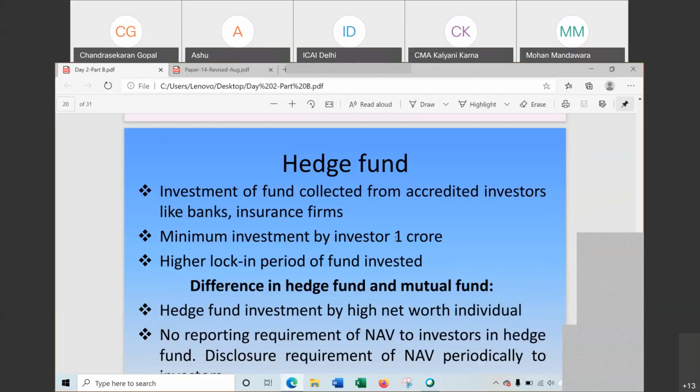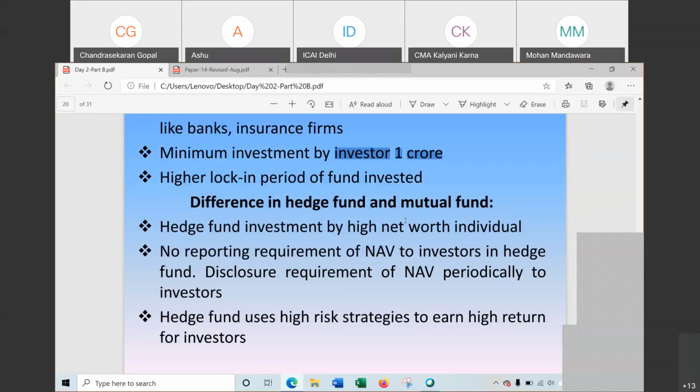Now the lock-in period is also high. That is, the amount cannot be withdrawn before this maturity period. So hedge fund is generally for accredited investors, with a minimum investment of 1 crore, and the rest of the things will be the same as a mutual fund. Funds are collected from accredited investors like banks and insurance firms, who invest in hedge funds.